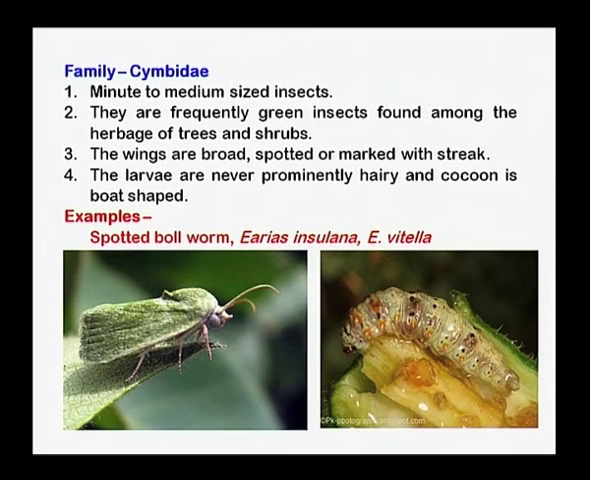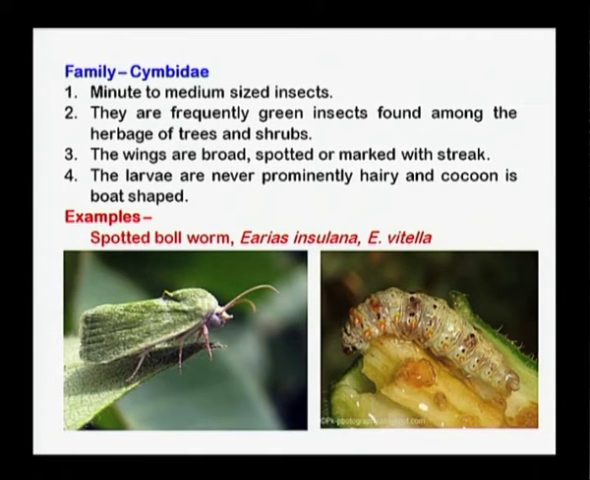Noctuidae, they are minute to medium sized insects, mostly green insects found in the herbage of the trees and shrubs. The wings are broad, spotted or marked with streaks. The larvae are never prominently hairy and cocoon is boat shaped. Spotted bollworm is a good example of the family.